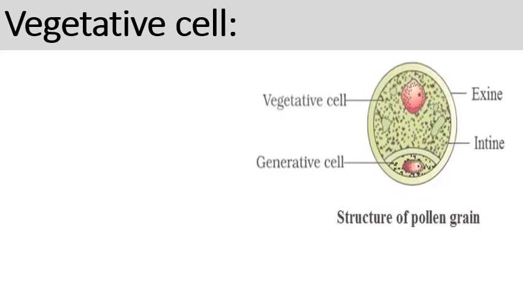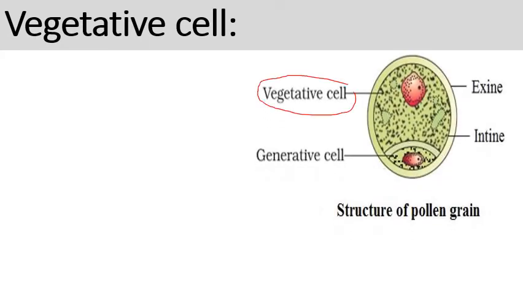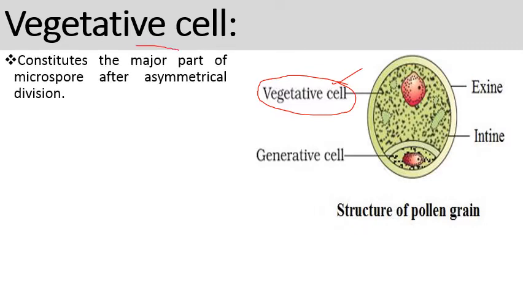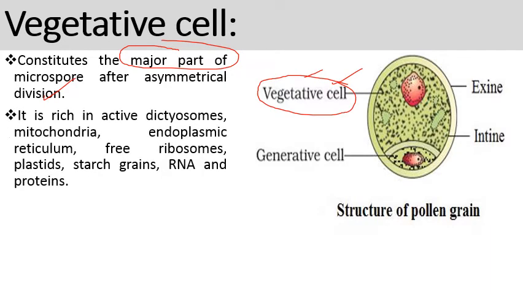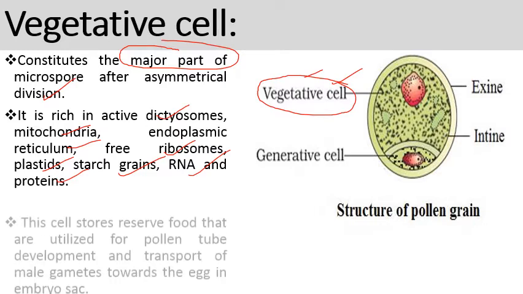The central cell contains vegetative cell. So it is the large size cell which is formed after asymmetric nuclear division. So it constitutes the major part of microspore after asymmetric division. Asymmetrical division means ये equal division नहीं है, unequal division है, so it occupies the maximum portion of pollen grain. It is rich in active dictyosomes, mitochondria, endoplasmic reticulum, free ribosomes, plastids, starch grain, RNA, and proteins. So ये सारी चीज़ें इसमें present होती हैं.